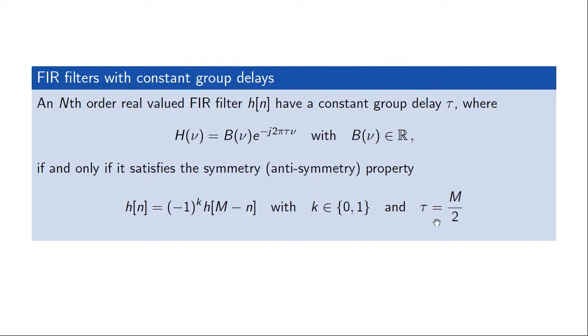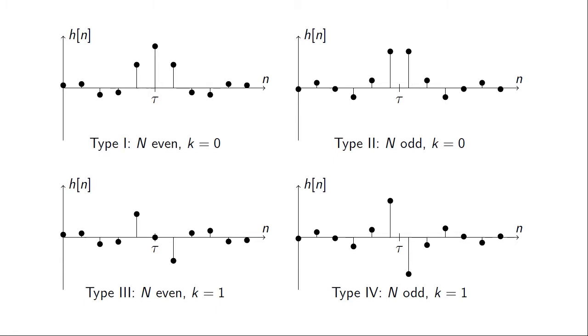And this creates essentially 4 different classes of FIR filters which have this constant group delay, or the linear phase property. So either k is 0 or 1, or m is even or odd, or the order is even and odd. And we can plot these different cases here.